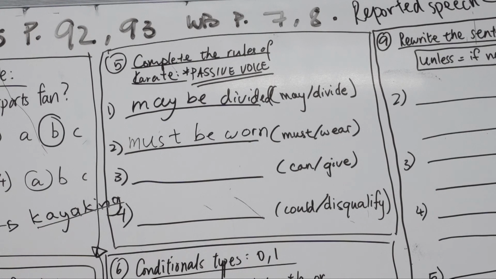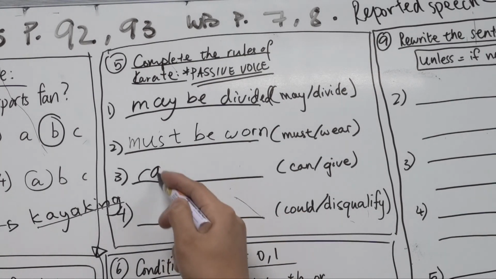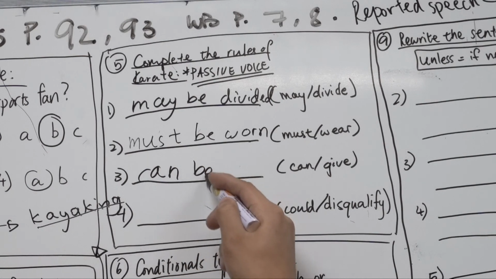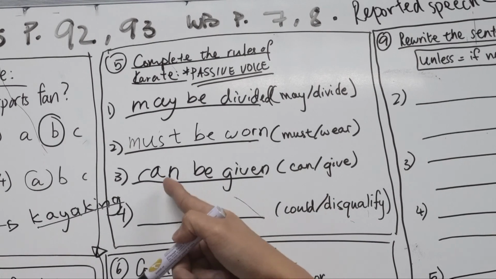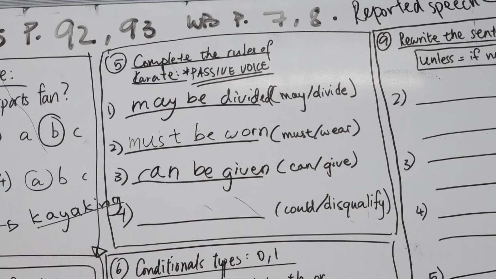Alrighty, if you finish number 2, let's go to number 3. In tournaments means competitions. Scores can give only by official judges. Can be given. Very good, can be given. Remember, again, modal, right? May, must, can. These are all modals. Alright, lastly, if you finish writing can be given.